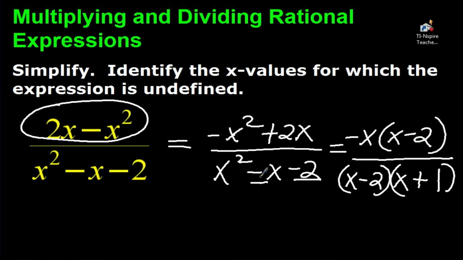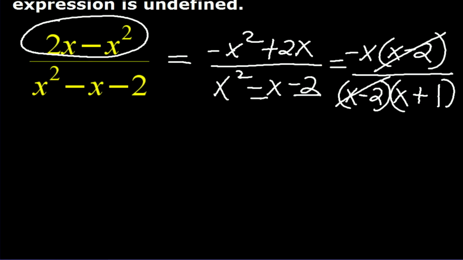So now that I have my factors, notice on the top I have an x minus 2, and on the bottom I have an x minus 2. I can cancel those out. And that's going to leave me with the expression negative x over x plus 1.